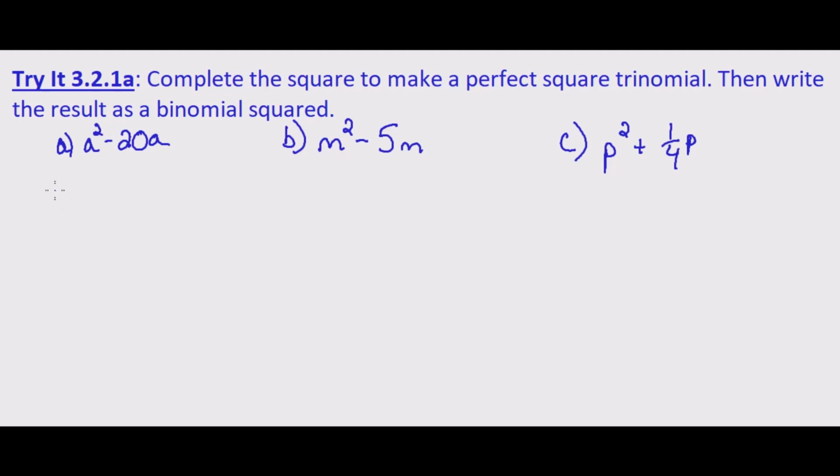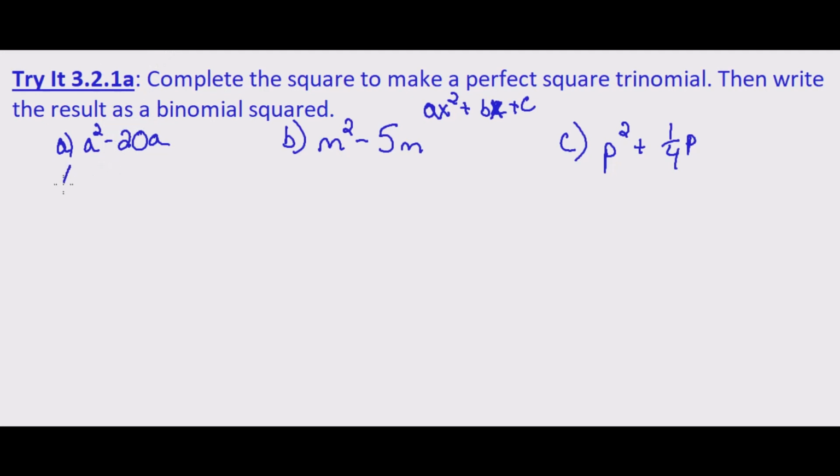So in this problem, we're asked to complete the square to make a perfect square trinomial, and then write the result as a binomial squared, which is typically the purpose of completing the square. Remember, what we're doing here is we're looking for the form ax squared plus bx plus c, and when we complete the square, we divide b by 2 and square it, and that's what we add. I said x, but I wrote c. So ax squared plus bx plus c, we divide b by 2, square it, and that's what we add as c. So in this case, with a squared minus 20a, our b is negative 20.